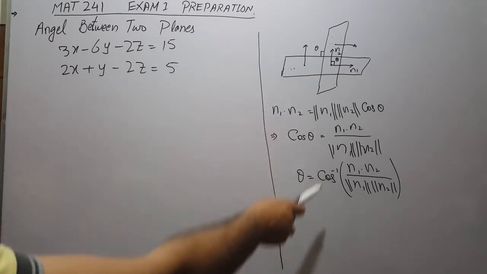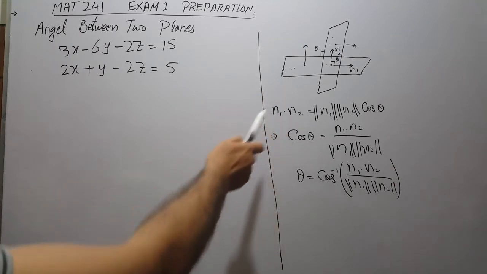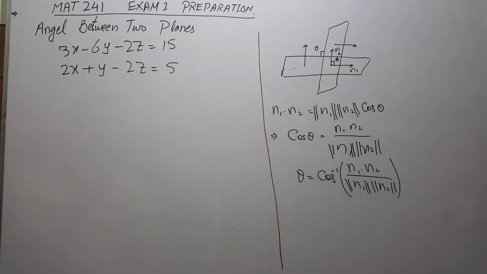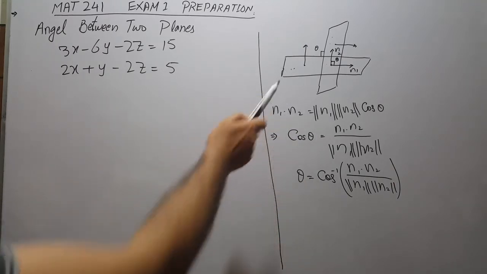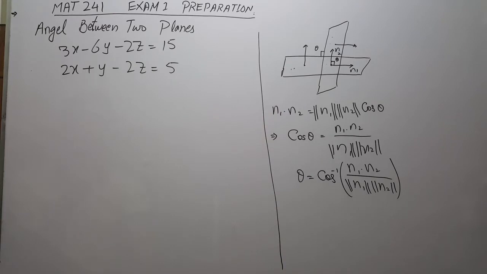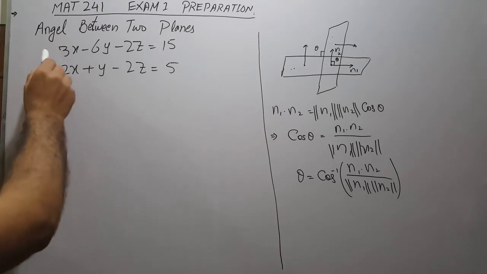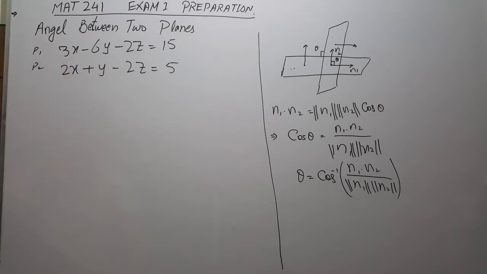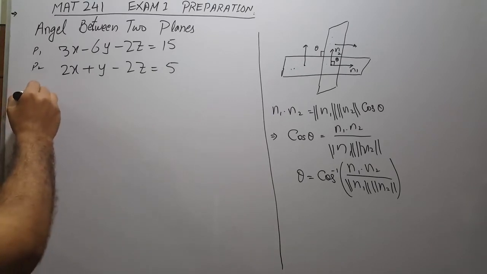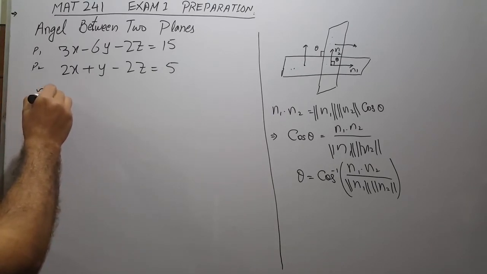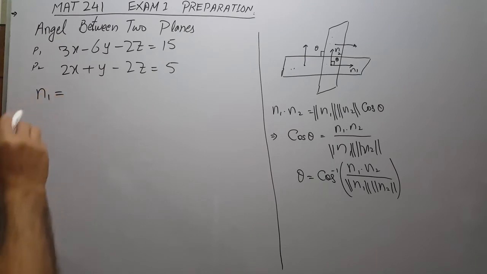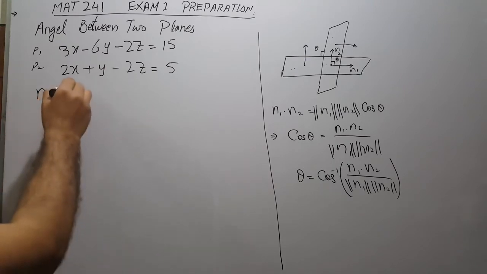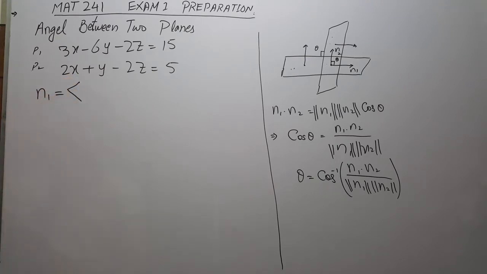So this is the general method. Whatever planes you are given, you have to use this methodology and you can solve the problem. So we are given two planes, plane 1 and plane 2. You can call any of these plane 1 and the other plane 2. The normal for plane 1, since a normal is a vector, you can write in vector form notation, which is this one.